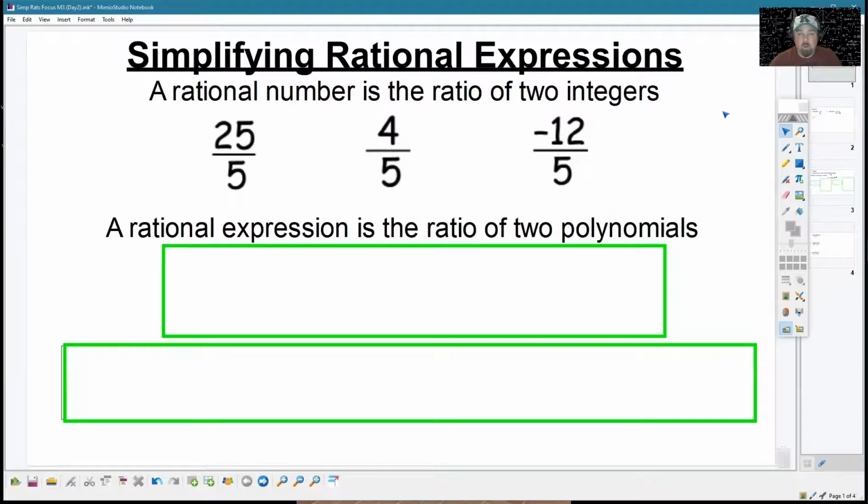All right, today we are going to talk about simplifying rational expressions. Before we start with this, let's talk about what a rational is in general. So we're going to talk about rational numbers first. A rational number is a ratio of two integers. So I have four examples up here.